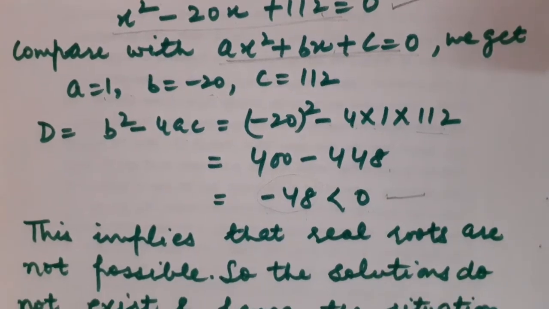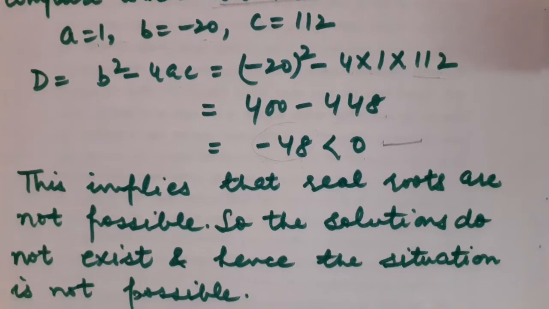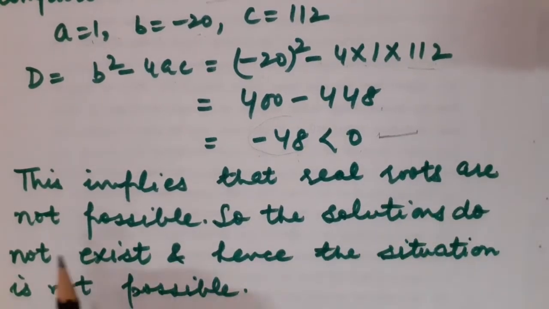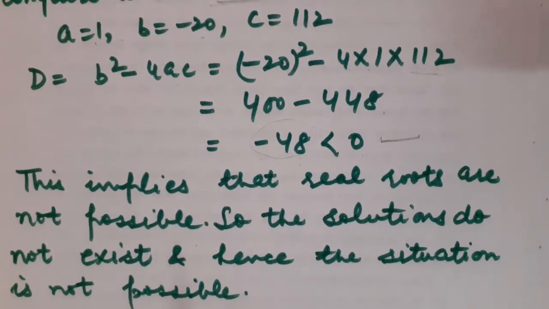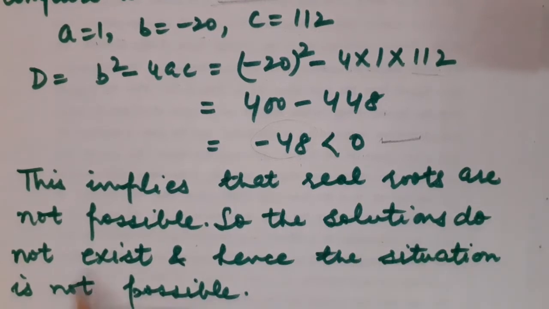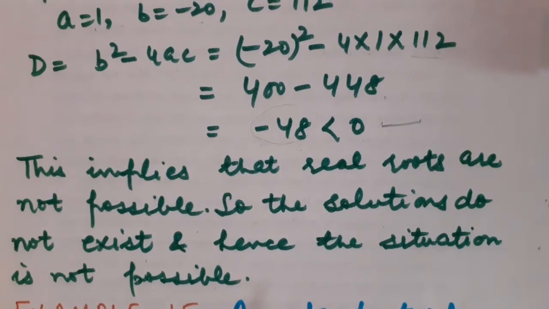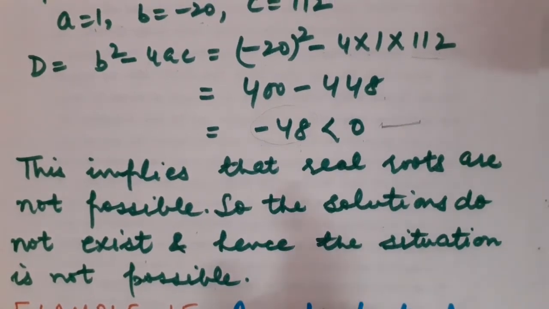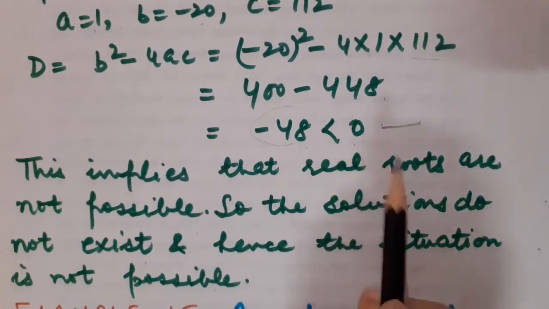So what was the condition when discriminant was less than 0? That there will be no real roots, only imaginary roots will exist in that case. So this implies that real roots are not possible. So whatever situation you will be having based on the ages of two friends, you cannot solve that situation. So the solutions do not exist. Hence, the situation is not possible. So such kind of situation can never ever be possible. Why? Because the roots will not be real. They will be imaginary, as discriminant is less than 0.